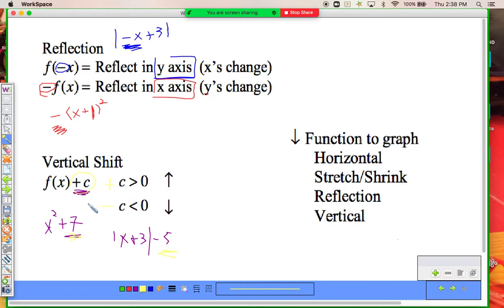All right, those are the four movements. So what's going to happen is we're going to graph a parent function, and then we're going to use these movements to graph a final answer. All right, when we graph, yes?